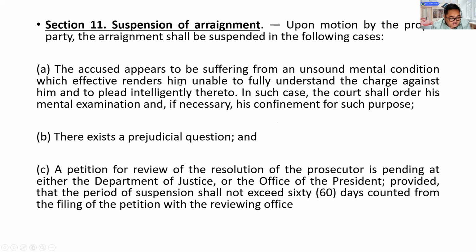Okay, suspension of arraignment. Before arraignment, there is an option to suspend arraignment if it appears that the accused is suffering from an unsound mental condition, meaning he is insane, if there is a prejudicial question, and if there is a petition for review of the resolution of the prosecutor. That's the end. Any questions so far?